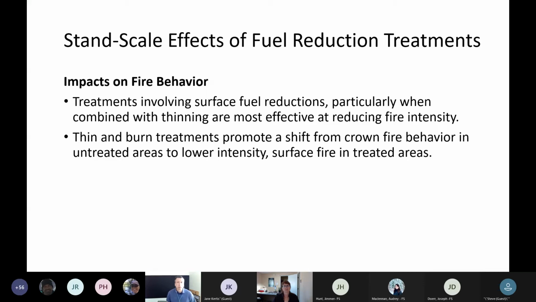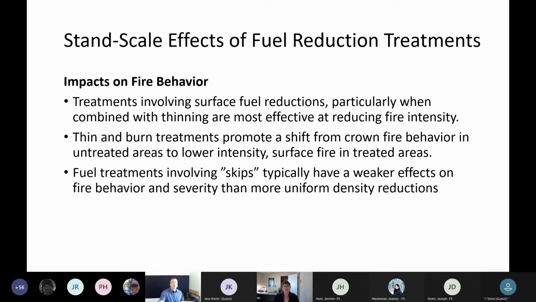Thin and burn treatments have been shown to pretty consistently promote shifts from crown fire behavior in adjacent untreated areas to lower intensity surface fires within usually just tens of meters of entering an area that received a thin and burn treatment. So they promote a pretty rapid shift in that aspect of fire behavior.